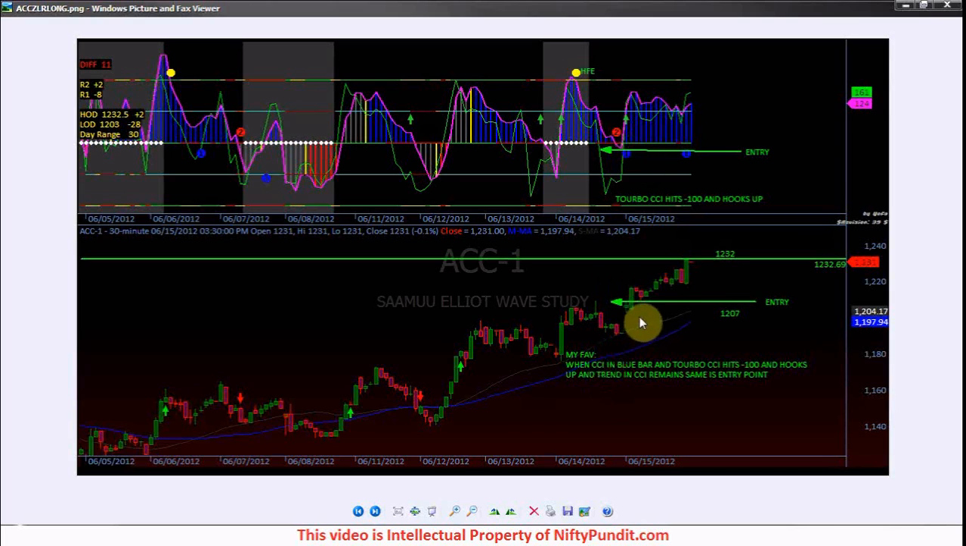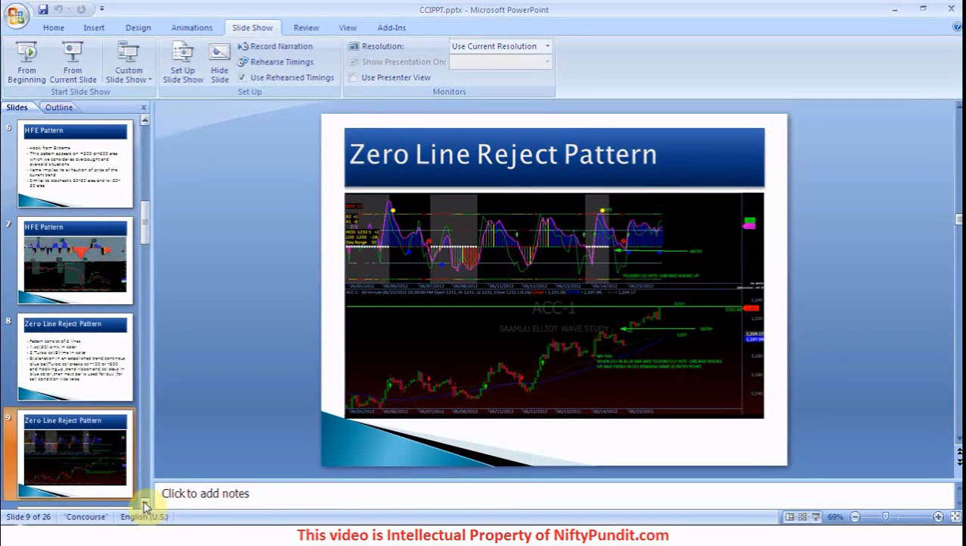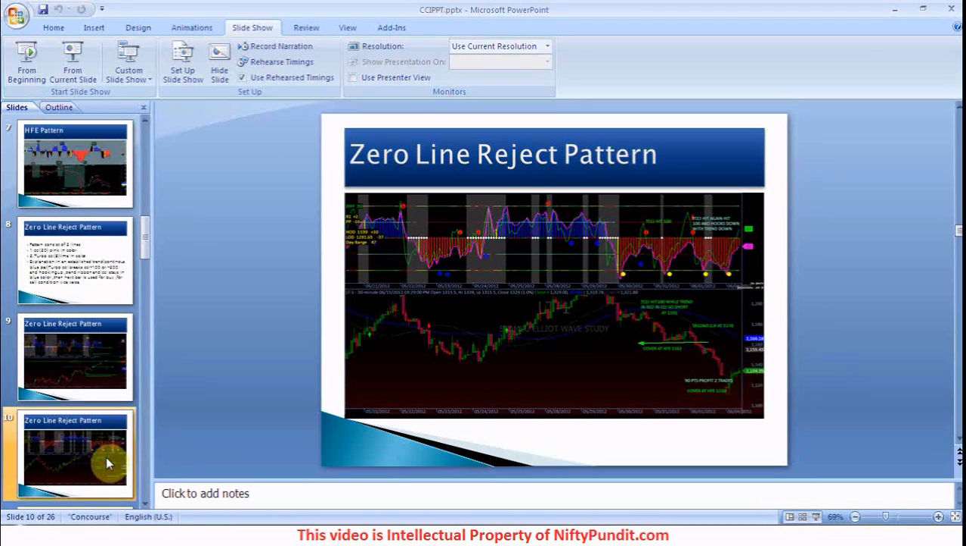and see the entry price here, 1207. From there it is hooking up, the trend keeps on running and riding, and at the end of the day it has closed at 1232. Almost 30 points we make here. So this is a bull zero line reject. Let's see the bear pattern.